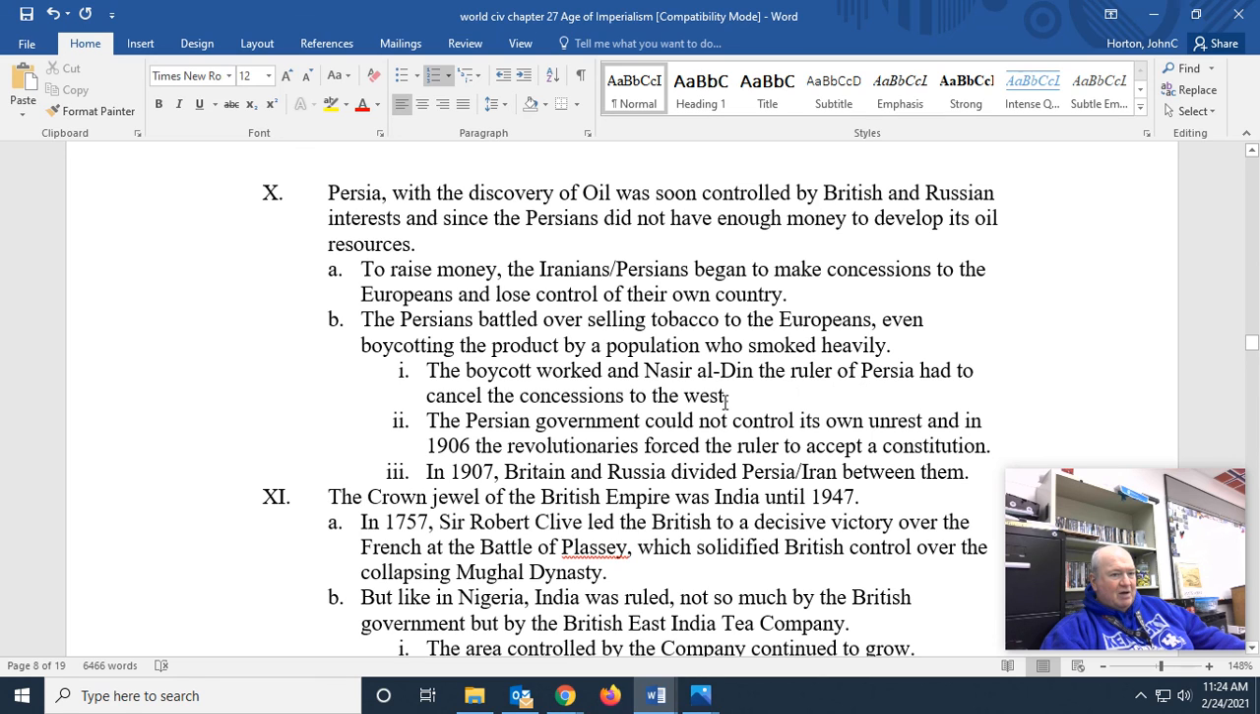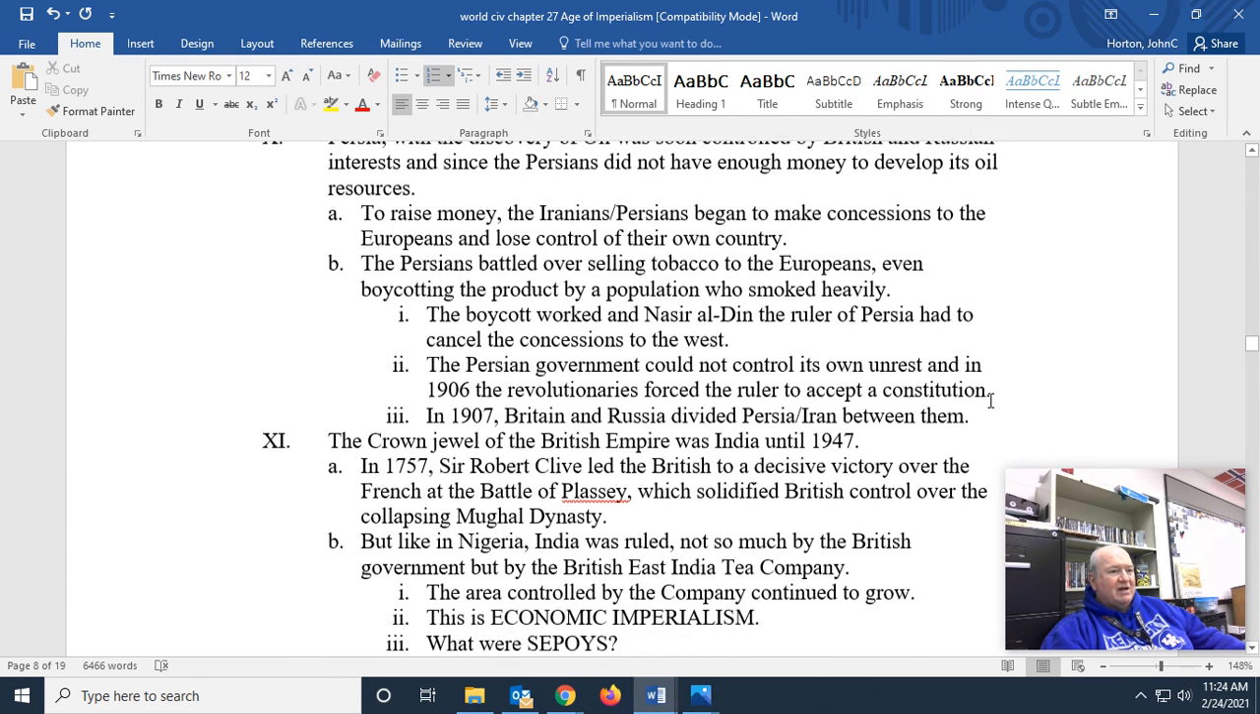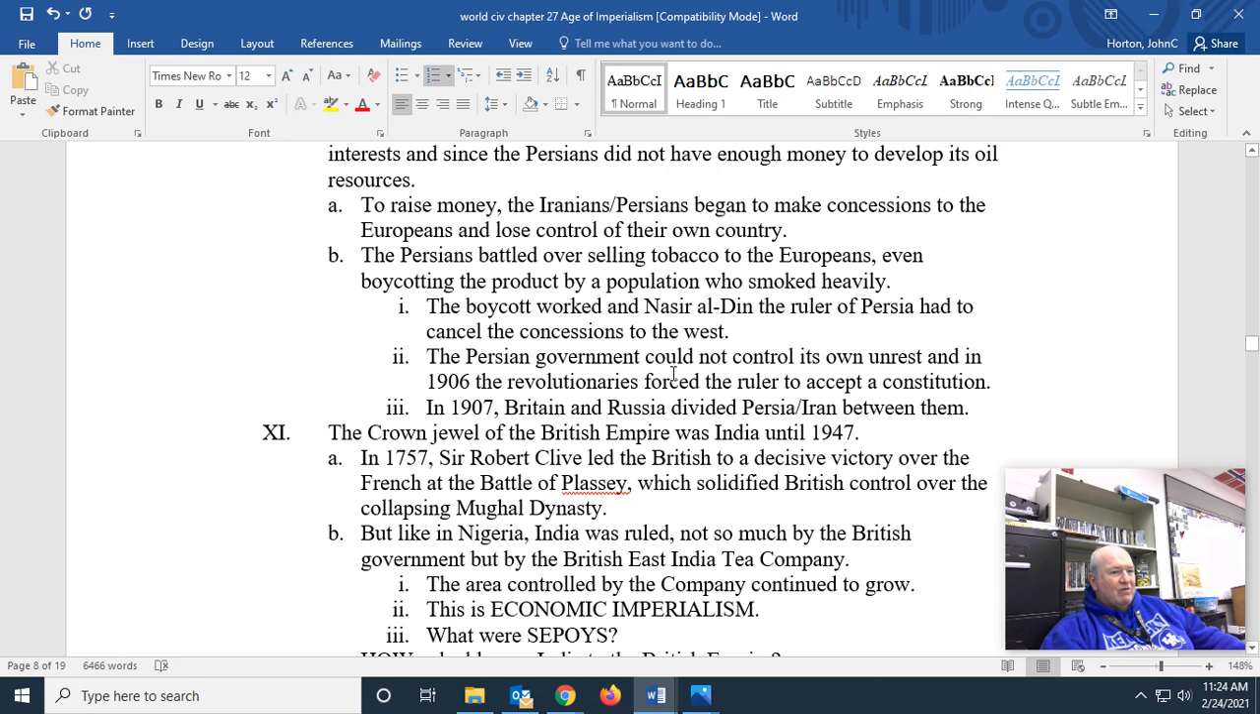The Persian government could not control its own unrest, and in 1906, the revolutionaries forced the new ruler to accept a Persian constitution. In 1907, Britain and Russia divided Persia and Iran between them. Britain took southern Iran or Persia. Russia took northern Iran or Persia.